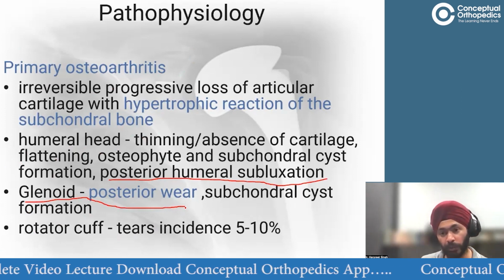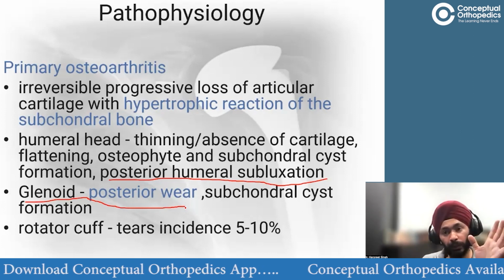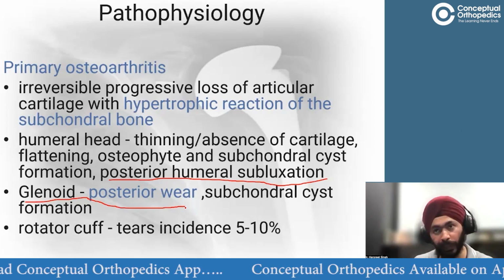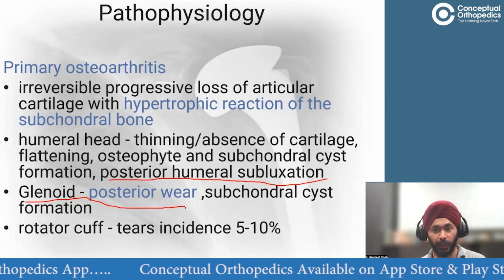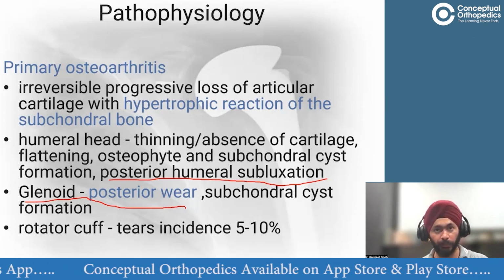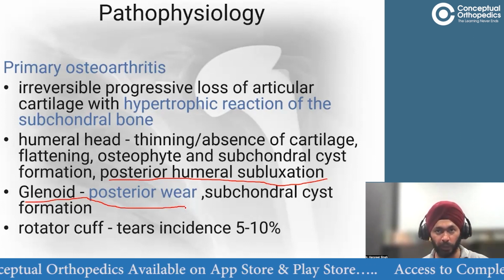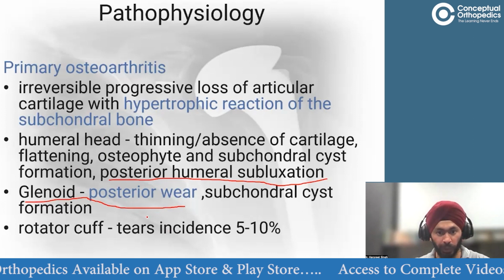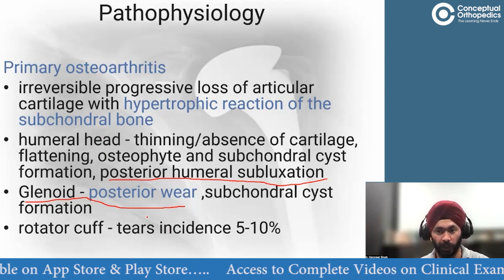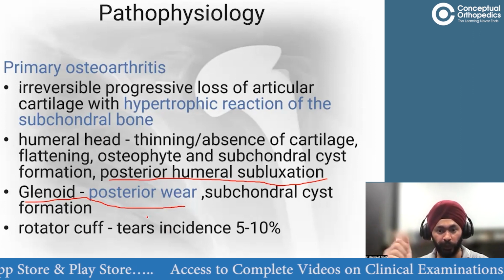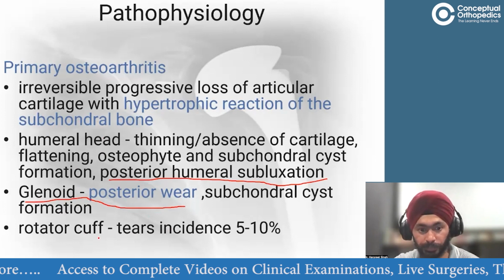Like in your primary osteoarthritis of knee, you always have loss of medial joint space. That is very typical of a primary osteoarthritis of knee. What is typical of primary osteoarthritis of shoulder is posterior humeral head subluxation along with posterior glenoid wear.